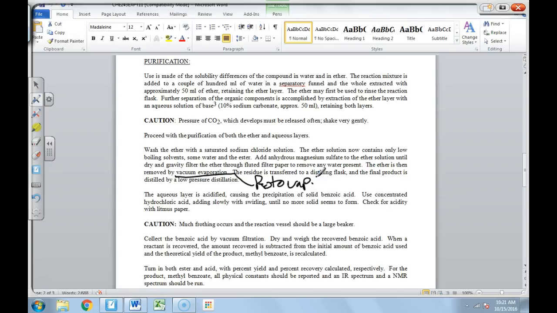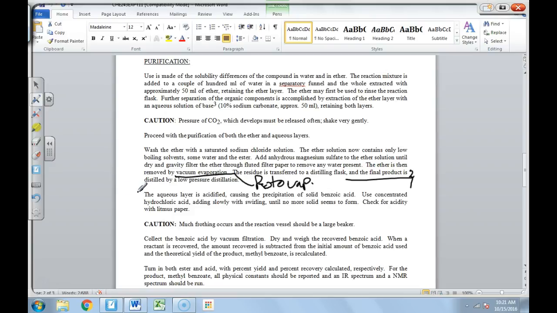Now I will help you set up the rotovap if you forget how to do it, but I'm not going to do any of my usual, like, are you sure this is the right layer? I'm just going to help you set it up, and that's it. And then we can do this after it has dried for a week.